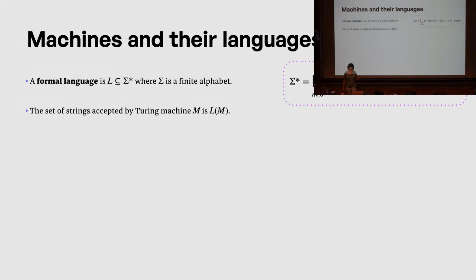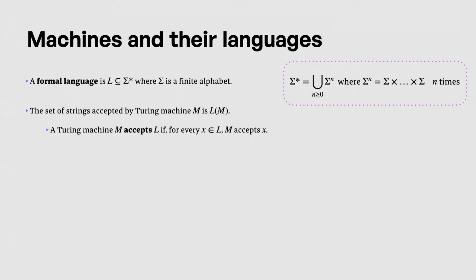Now the set of strings. So what does a Turing machine do? It accepts a bunch of strings. The set of strings accepted by a Turing machine is usually denoted L(M). Now, we say that the Turing machine M accepts a language L if for every string x in L, M accepts x.